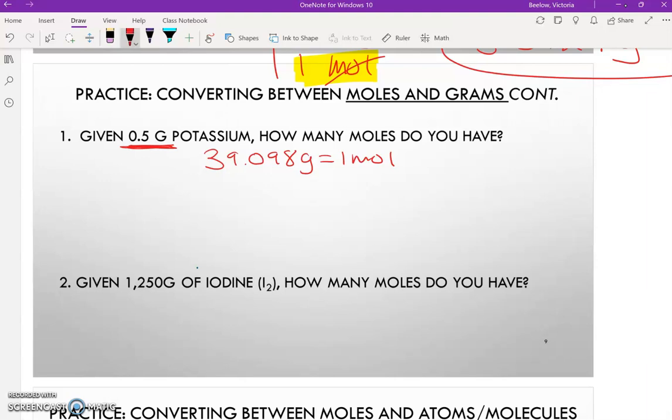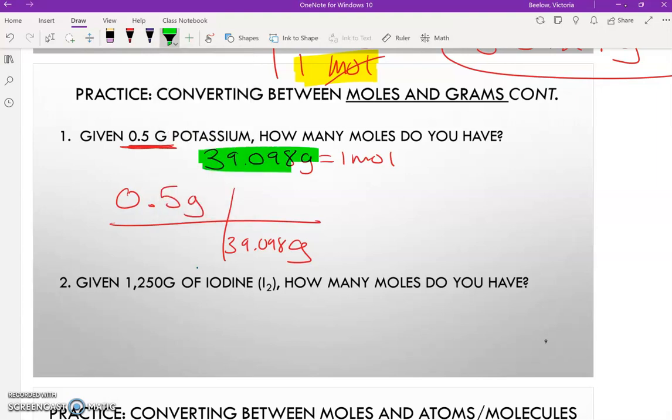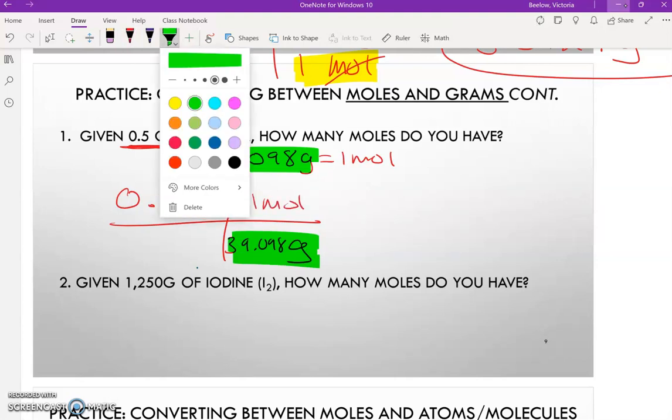Now I can start my picket fence with what was provided to me, that 0.5 grams, and now I'm trying to convert that into moles. If grams is here, I should have the same unit in the bottom. According to my equality right here, that is 39.098 grams. And that is equal to the value that goes above it, which is 1 mole.